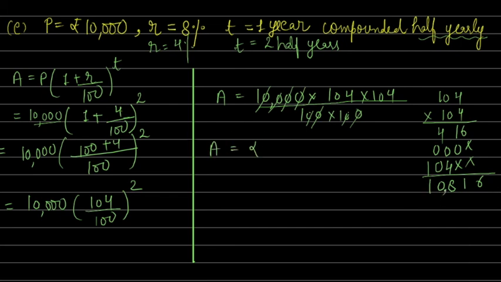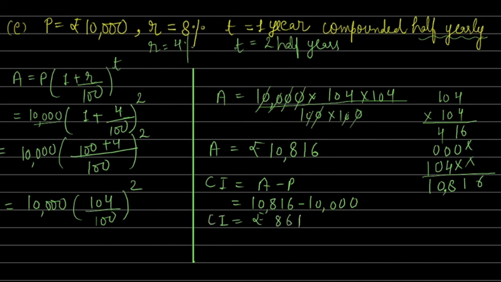So the amount is coming how much? Rupees 10,816. Another thing which we have to calculate is compound interest. Compound interest is what? Amount minus principal. Amount we have just calculated and principal is given 10,000. So this subtraction is very simple again, rupees 816. So this is how in this part we have calculated the amount as 10,816 and compound interest is coming out 816. So this was question number 1 of this exercise. Please do watch my next video for the explanation of the next questions. Till then, take care and keep practicing maths.